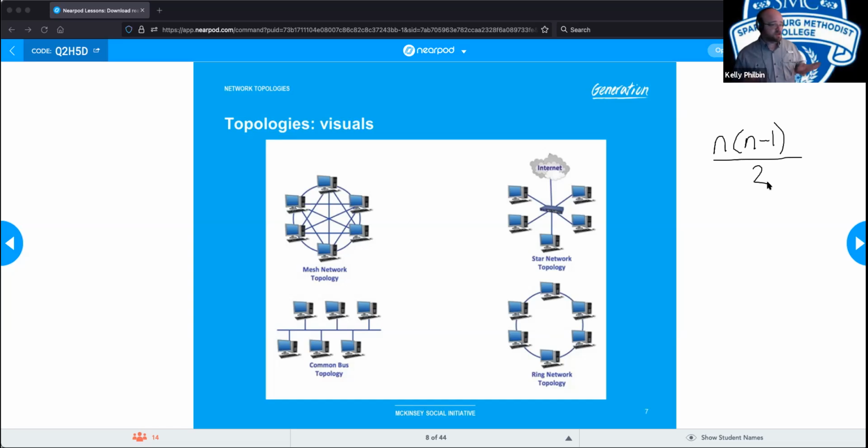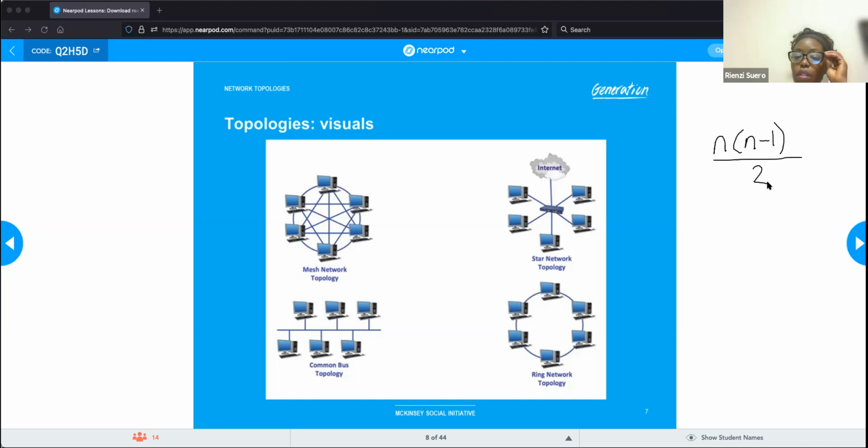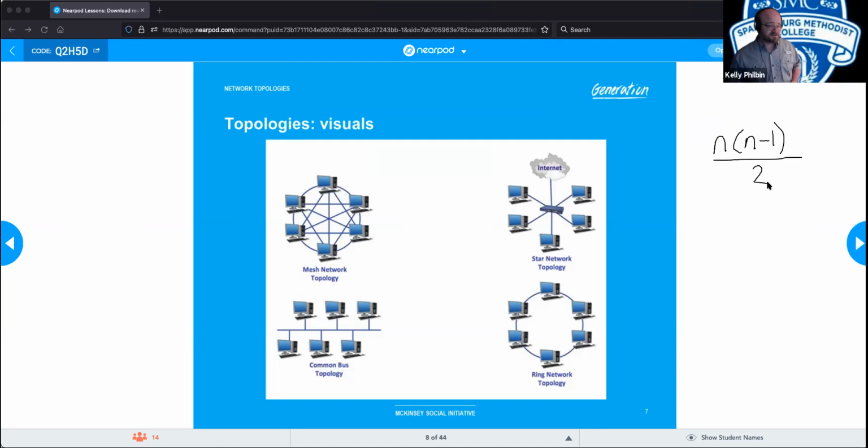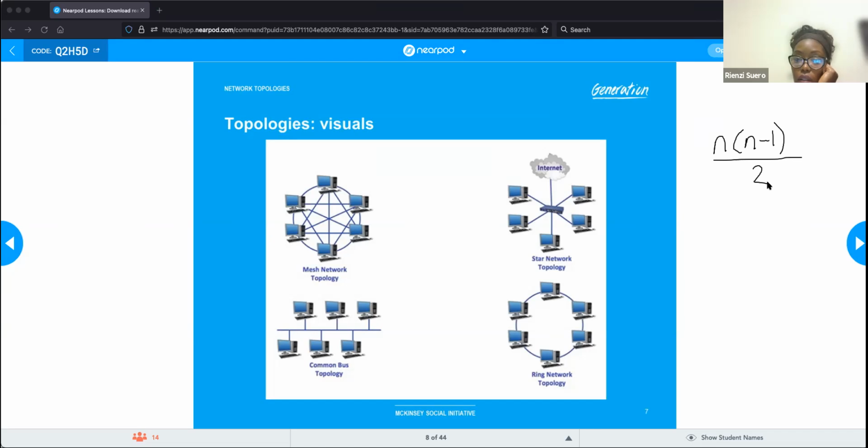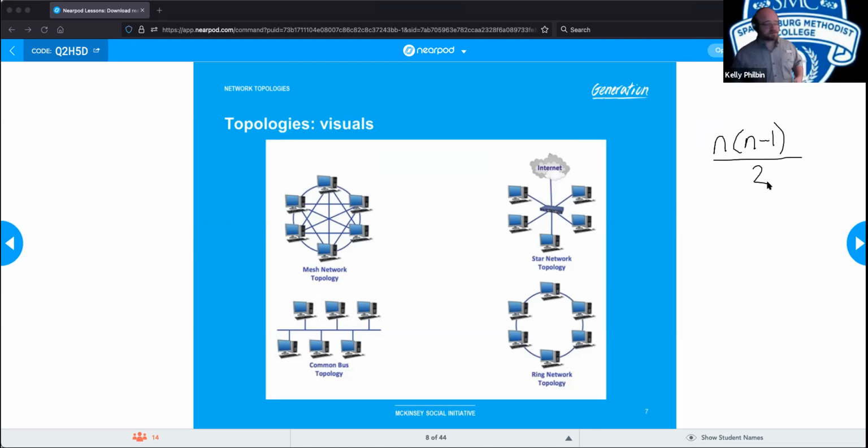So any questions with regards? Yes, Rienzi. Is that just for calculating how many cables you need for a mesh network? It's not just cables, it's connection points. Connections for any network type or just mesh? Well, no, that n times n minus 1, divided by 2, that's strictly for mesh networks.